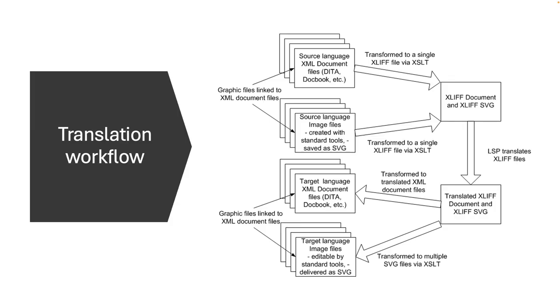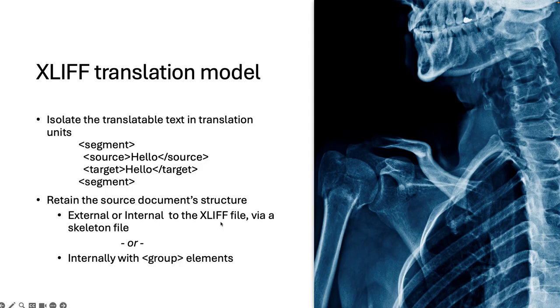So how does XLIF work specifically? It's simple. It isolates the translatable text into translation units. We have a segment that has a source and a target. We retain the source document structure either externally or internally via the skeleton, or internally with group elements. So that's XLIF. We talked about a couple of other open standards that really matter in this effort.